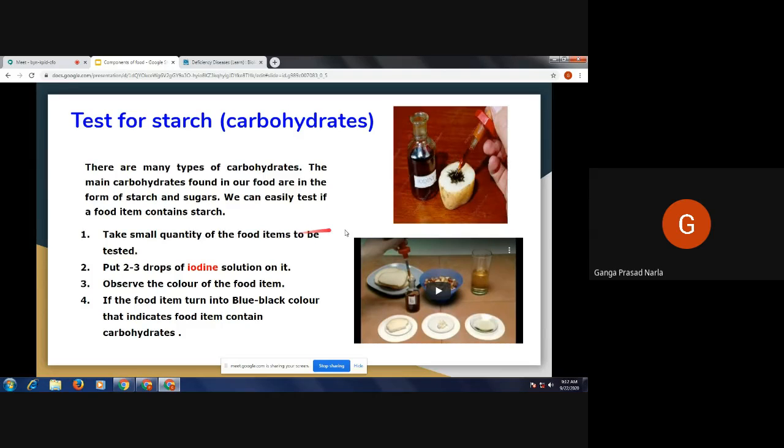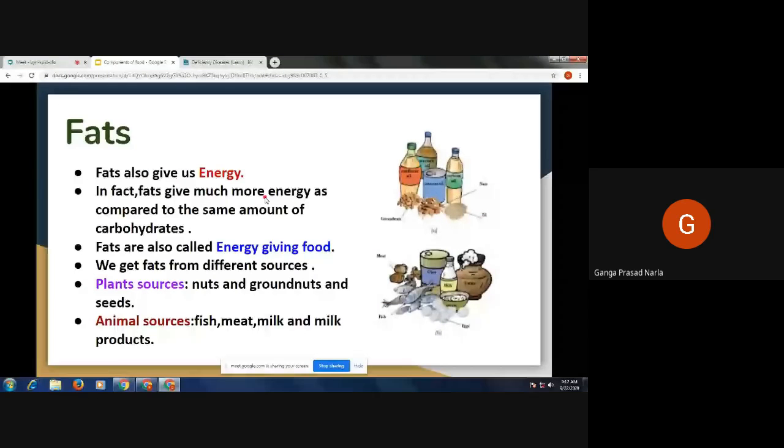Thank you. Next, fats. Fats are one type of nutrient present in food, and fats also give us energy. In fact, fats give much more energy than carbohydrates. So fats provide more energy than carbohydrates, right?